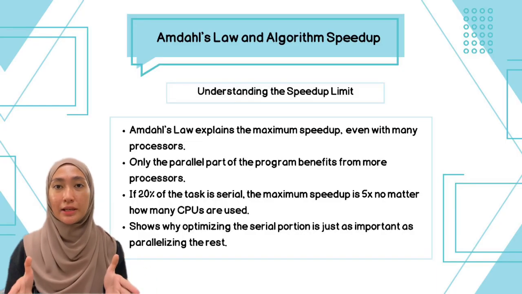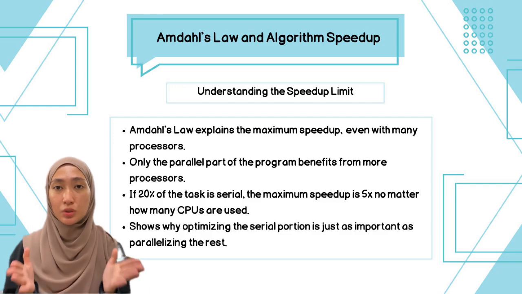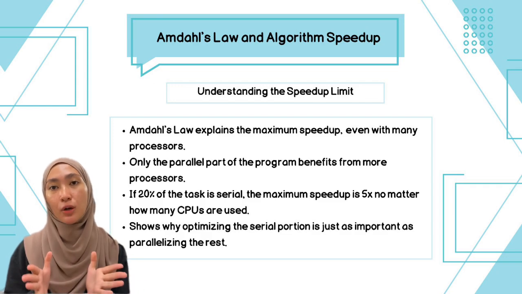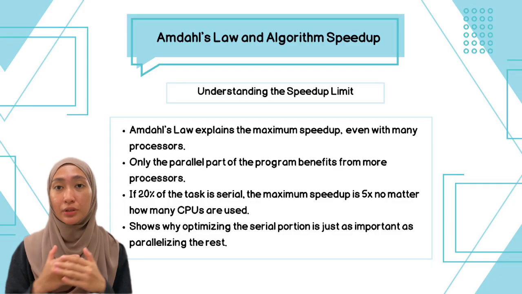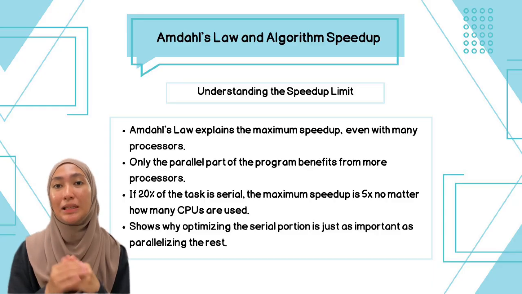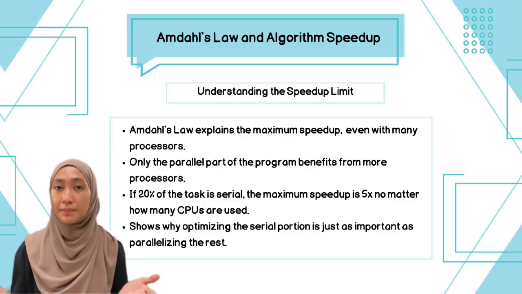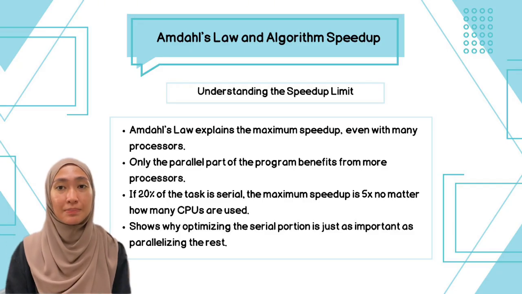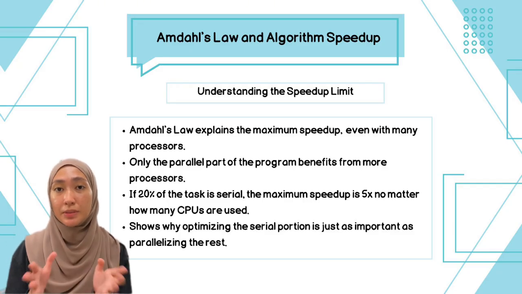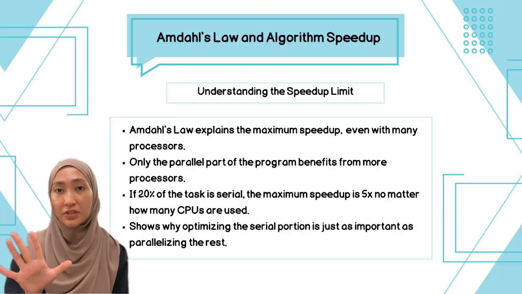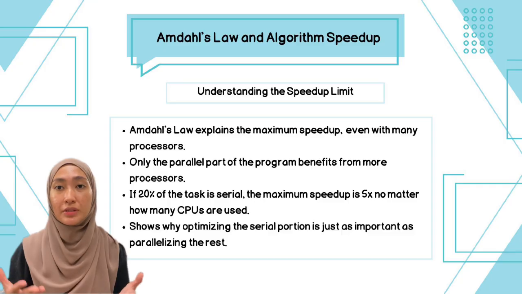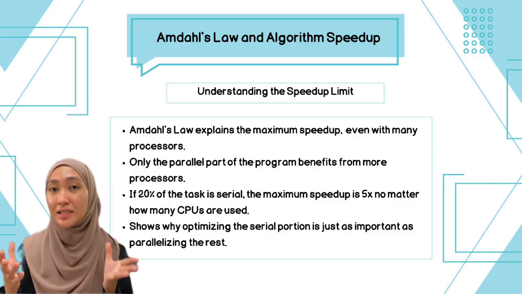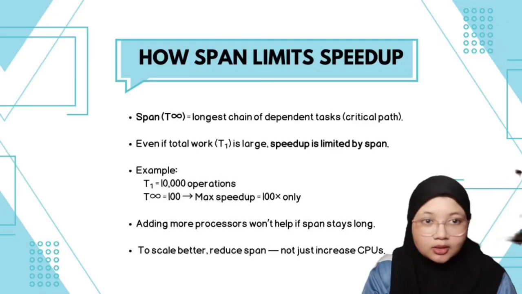Understanding Amdahl's law and algorithm speedup. Amdahl's law helps us understand the limit of speedup when using parallel processing. It shows that even if you use many processors, the part of the algorithm that can't be parallelized will limit the overall speed. For example, if 20% of a task must run serially, the maximum speedup is only 5 times faster, no matter how many CPUs we use. So, improving the serial part is just as important as parallelizing the rest.